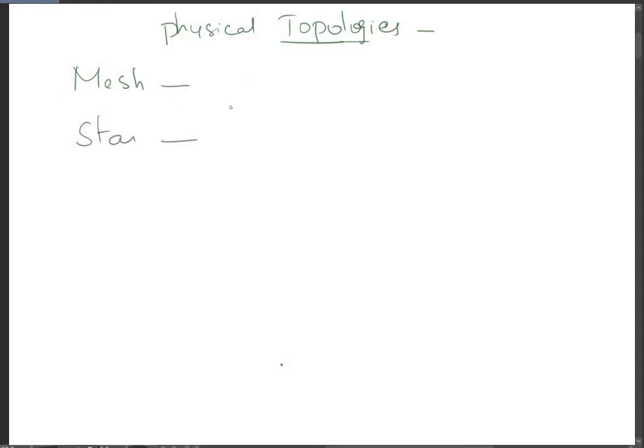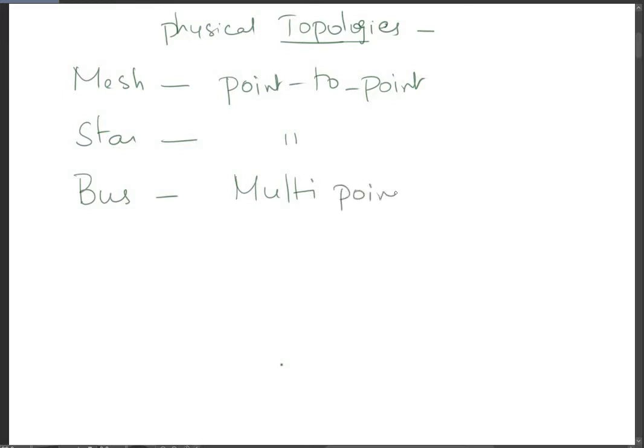If you see the previous topologies, that is the mesh topology and the star topology, both of these two were using point-to-point links or point-to-point connections. Even the star also uses a point-to-point connection. But the bus topology was using a multi-point connection. So point-to-point connection was used in the mesh and star topologies, and in the bus topology multi-point connections were used.